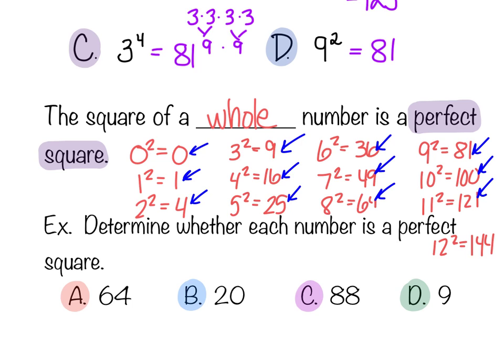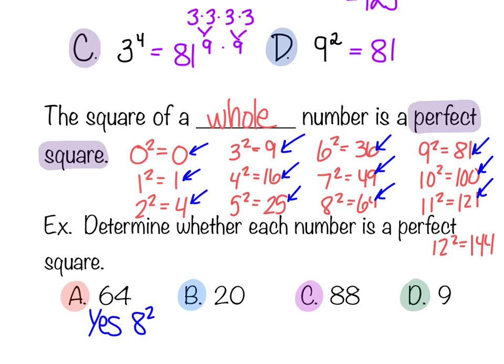So this next example says determine whether each number is a perfect square. Well, 64, yep, that was on the list. That was 8 times 8, right? So that one is a perfect square. So yes, it is. And it was 8 squared.